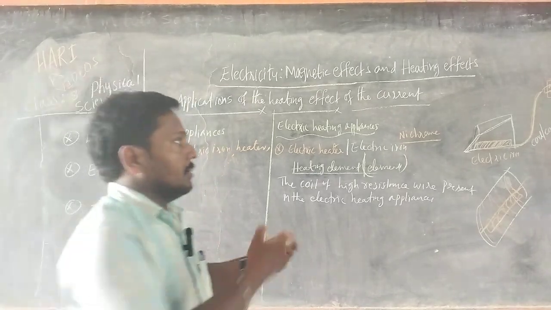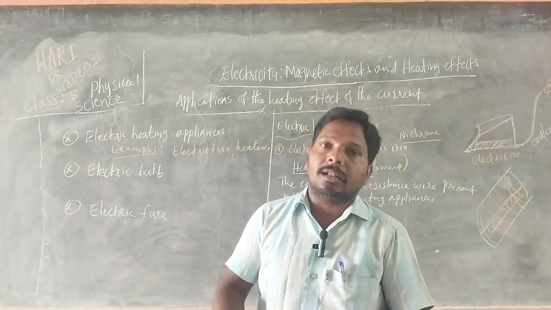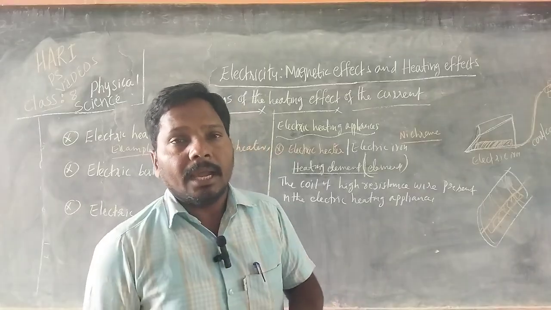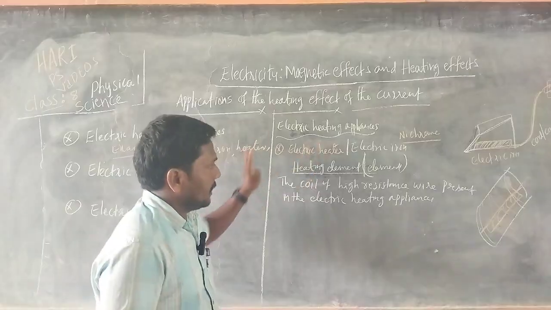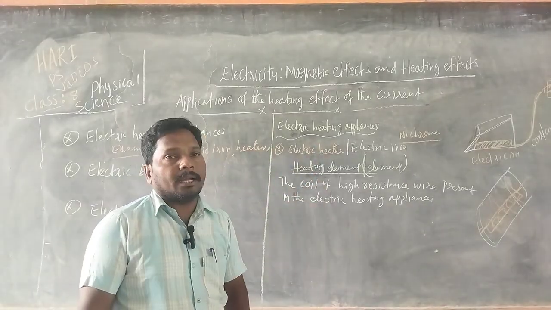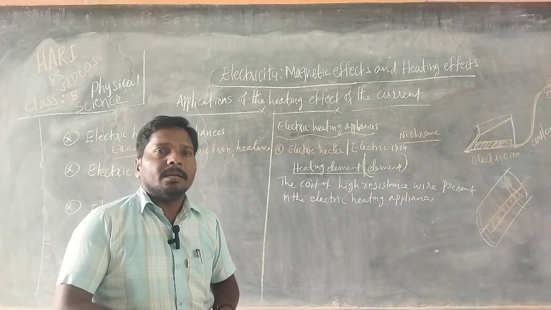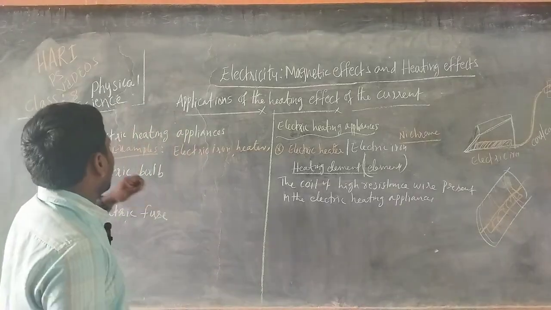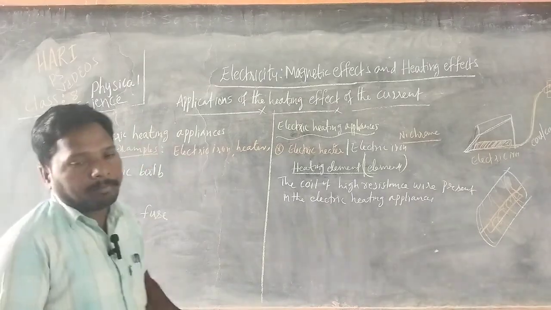Once, if there is any repair in the case of electric dryers, electric kettles or electric irons, we can see the heating element if it is possible. The heat produced by electric heating appliances is utilized for different purposes in our day-to-day life. So that's all. One application of the heating effect of electric current is electric heating appliances.